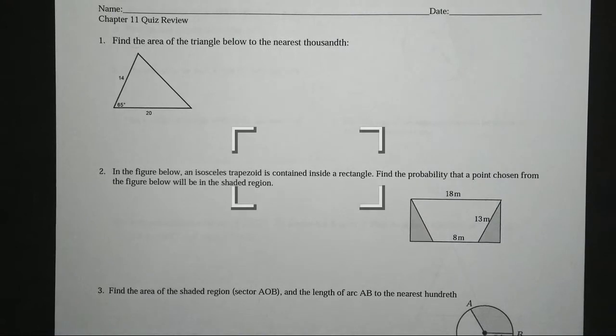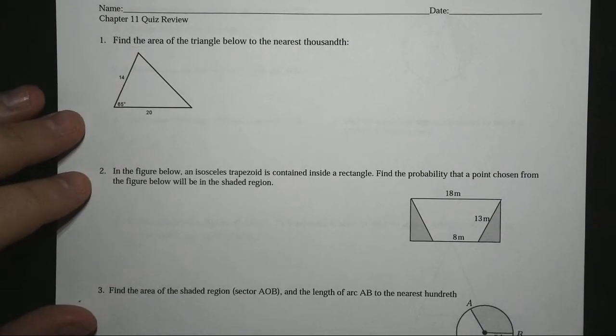All right, here we go. Chapter 11 review. This is the extra review sheet I give you guys. So find the area of the triangle below to the nearest thousandth. All right, so we have the first triangle.